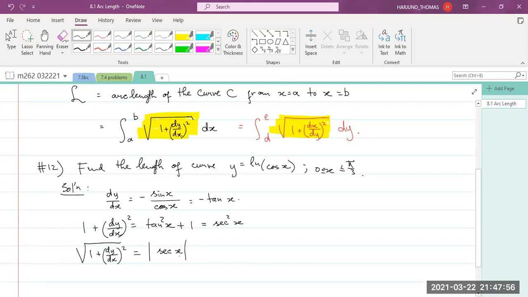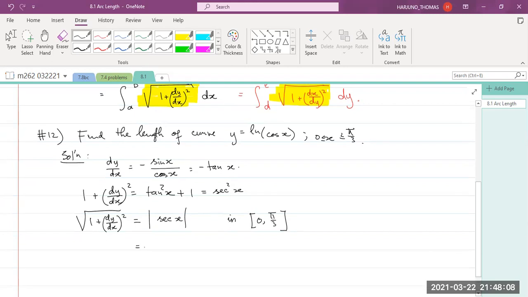Okay, but in that interval 0 to pi/3, secant is positive anyway. So you can just rewrite that as secant x. Now the arc length will be the integral from 0 to pi/3 of secant x dx. See, a lot easier, right?